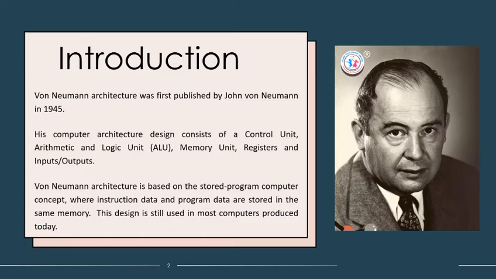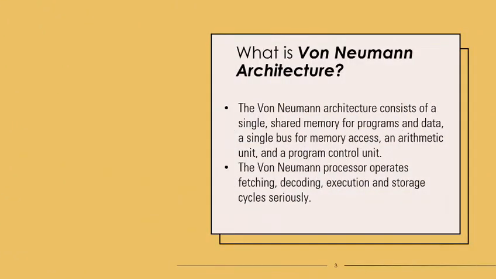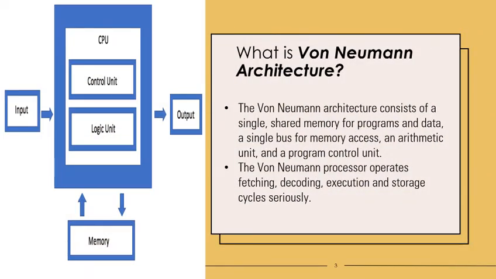Moving on to the second slide. What is von Neumann architecture? The von Neumann architecture consists of a single shared memory for program and data, a single bus for memory access, an arithmetic unit, and a program control unit. The von Neumann processor operates fetching, decoding, execution, and storage cycles serially.